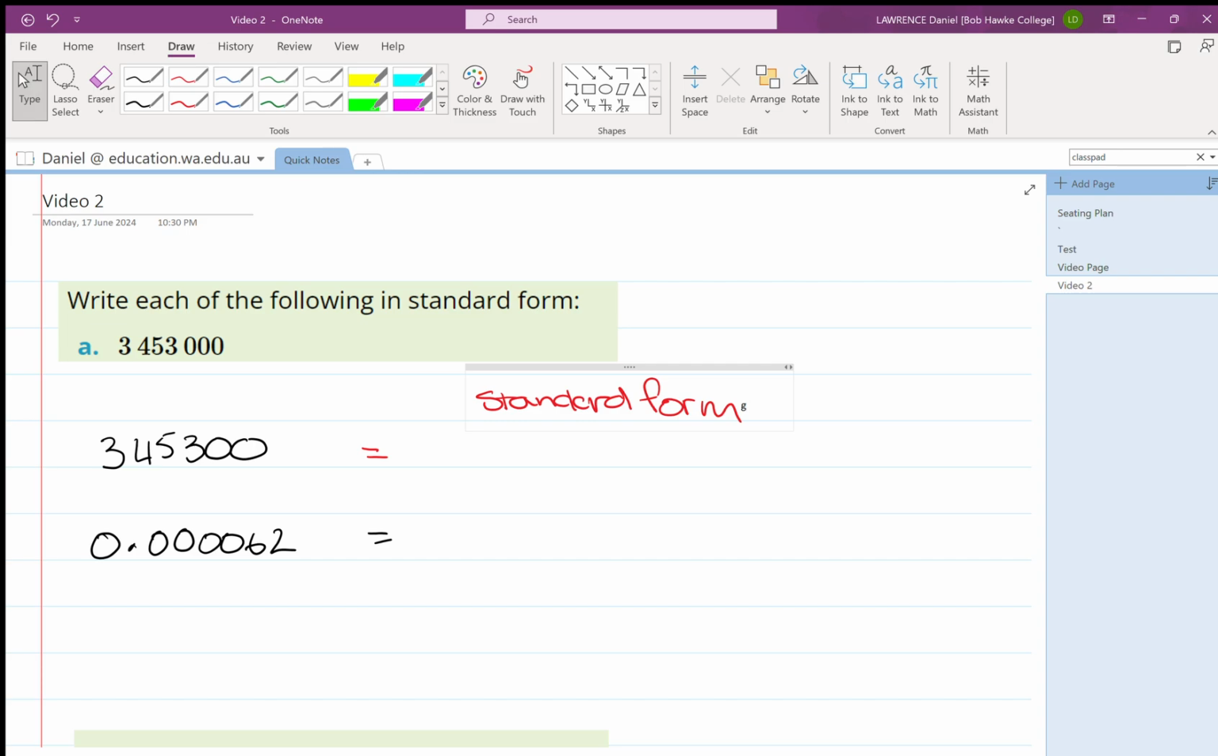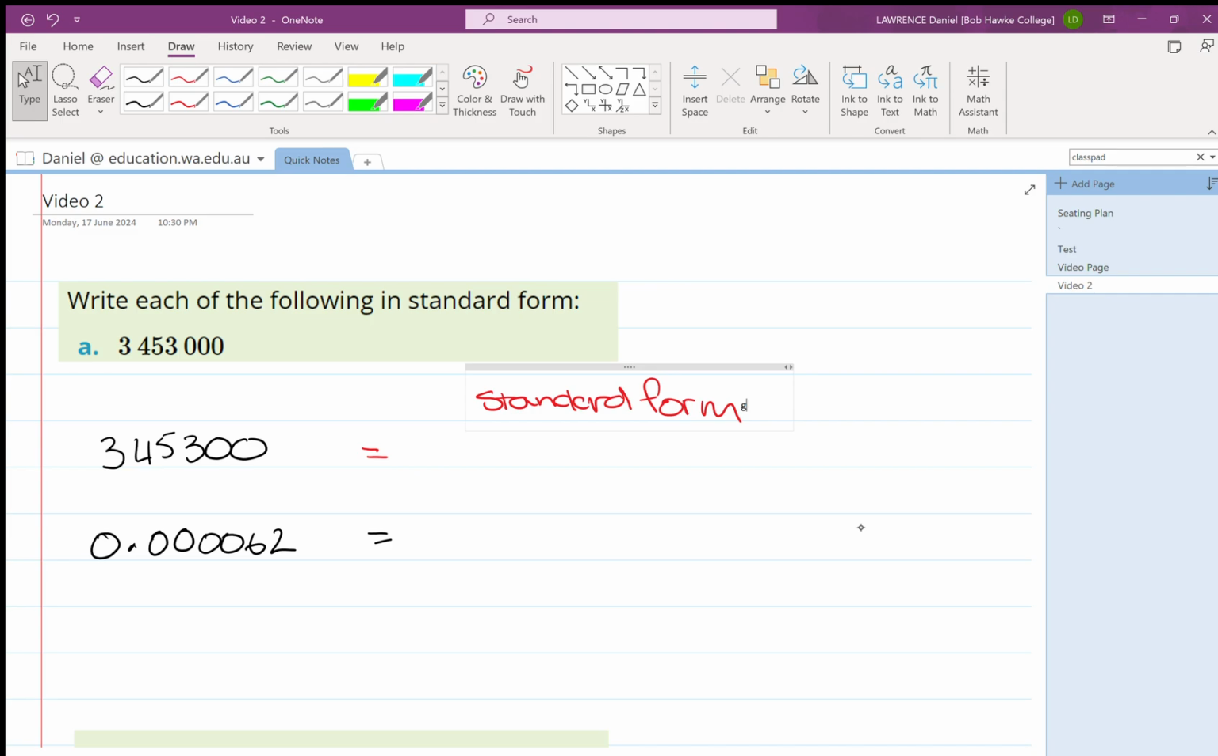Hi guys, for today's video homework we're going to be looking at standard form, also known as scientific notation. So obviously it makes our ability to work with really large and really small numbers easier. Let's start with a bit of revision.